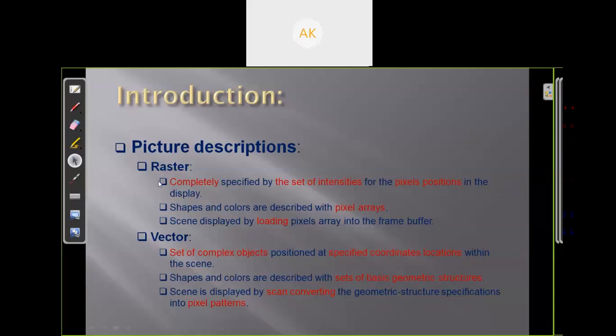Okay. So in this raster scan system, we store the picture as a set of intensity. Okay, and our picture definition is stored in the frame buffer. In the vector scan system, a set of complex objects are positioned at specific coordinate locations within the scene, and shape and color are described in a set of basic geometric structures, as we have discussed. Okay? And the scene is displayed by converting the geometric structure specification into pixel patterns. Okay, we use mathematical functions to draw all these geometrical objects.